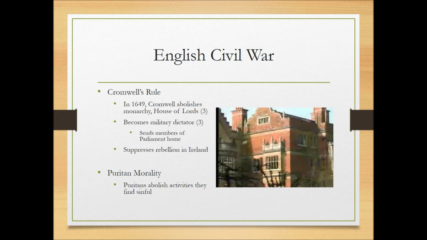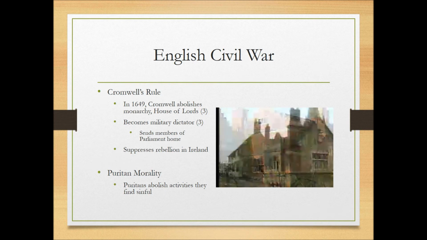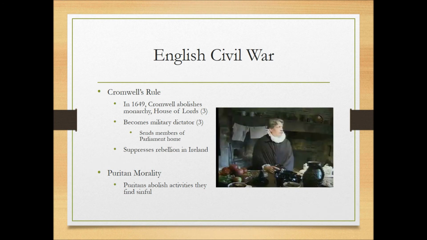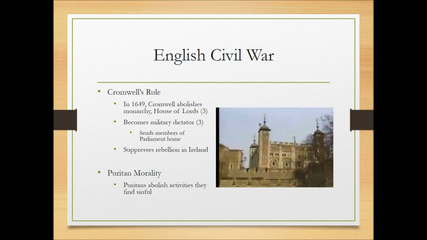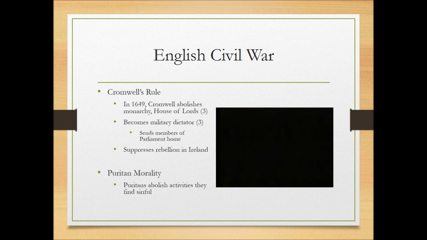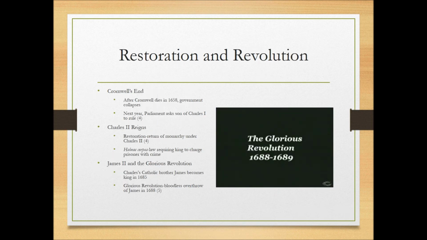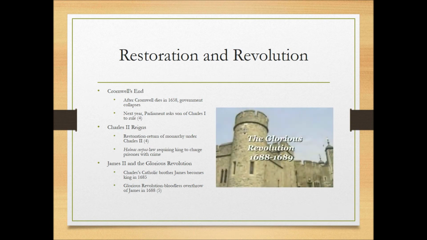So Parliament was sent home. He put down rebellions by force, for example, the one in Ireland, and he instituted Puritan law. That is, a very strict interpretation of Christian doctrine, and imposed this on civilian life. And so he abolished any activity that he felt was sinful.